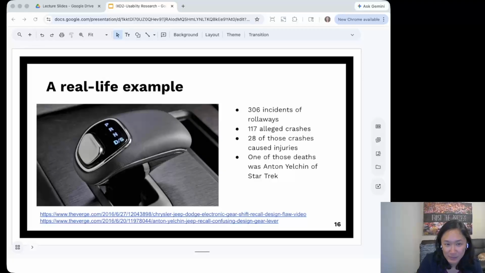And in this case, this specific gear shifter has logged 306 incidents of rollaway cars, 117 alleged crashes, 28 of those caused injuries. One of them caused the death of a Star Trek star.